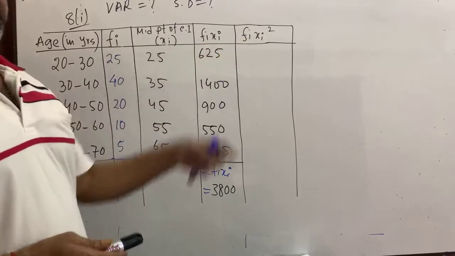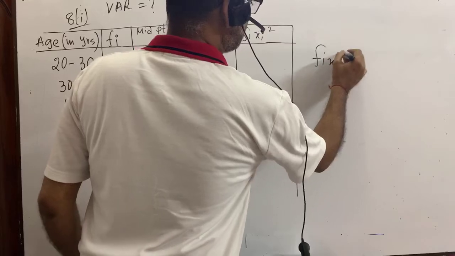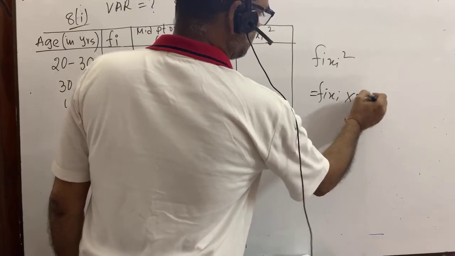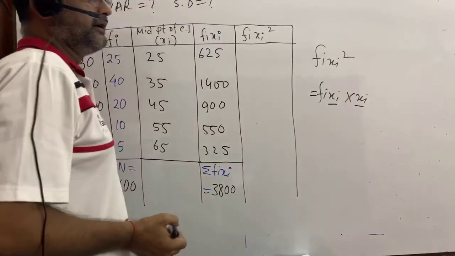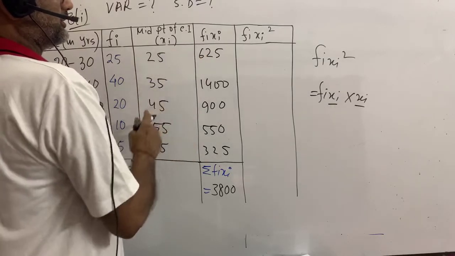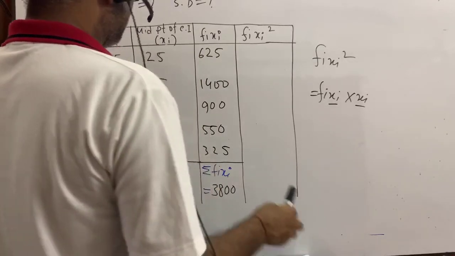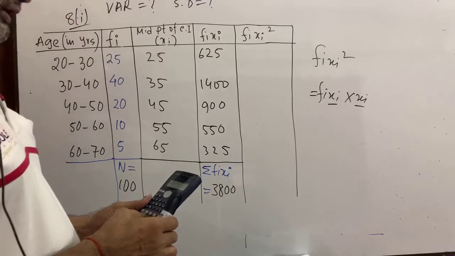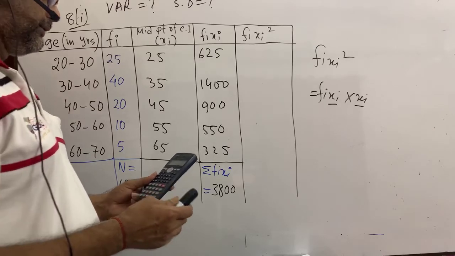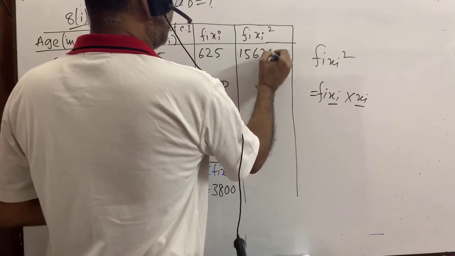Now what is summation fi xi square? That day I told you, fi xi into xi into xi will make fi xi square. That means we have to multiply this and this, this and this, this and this. So okay, 625 into 25, you multiply. 15625.